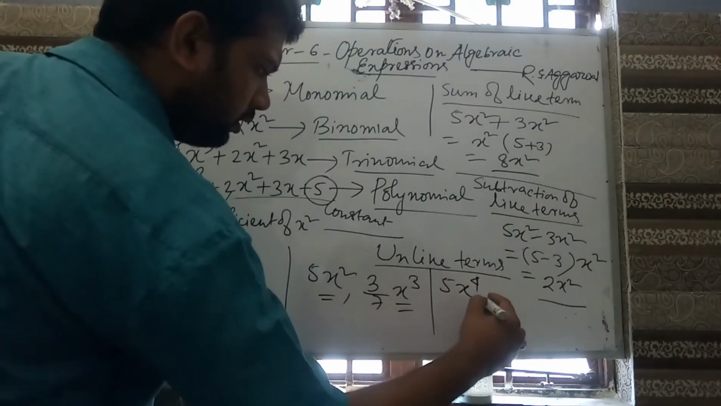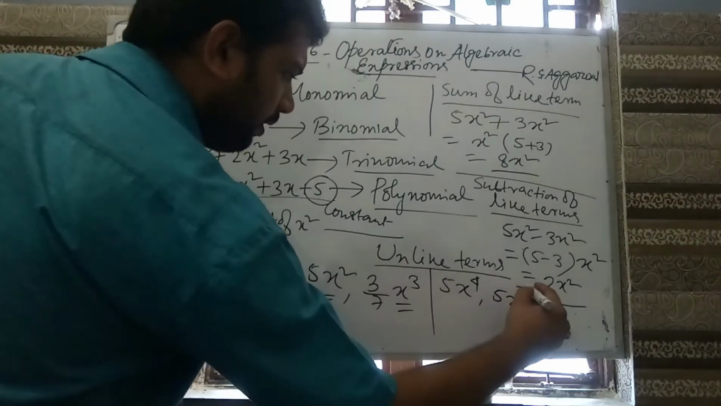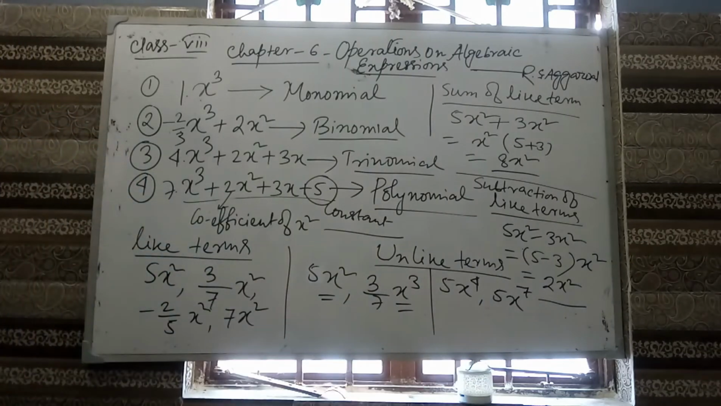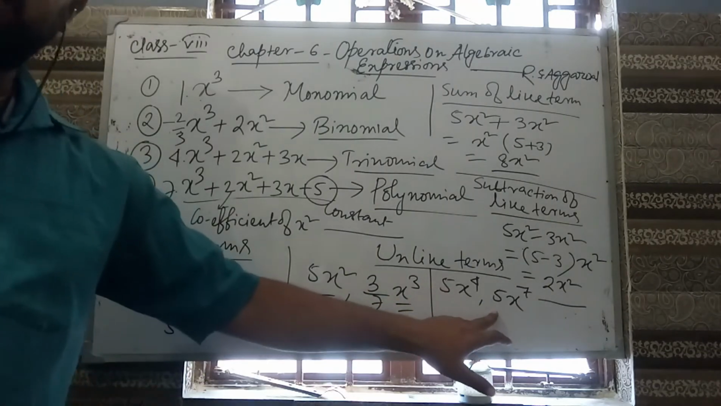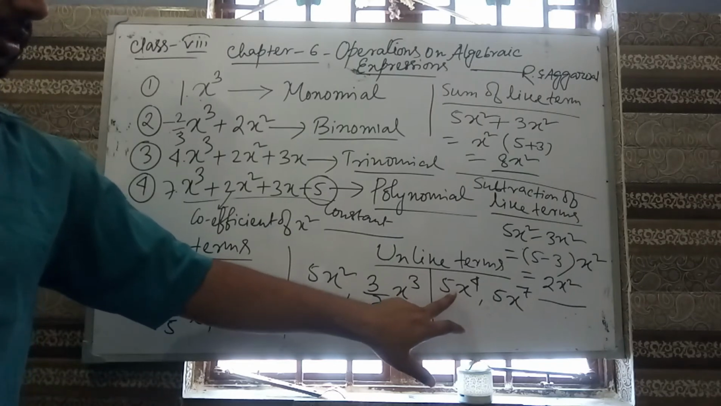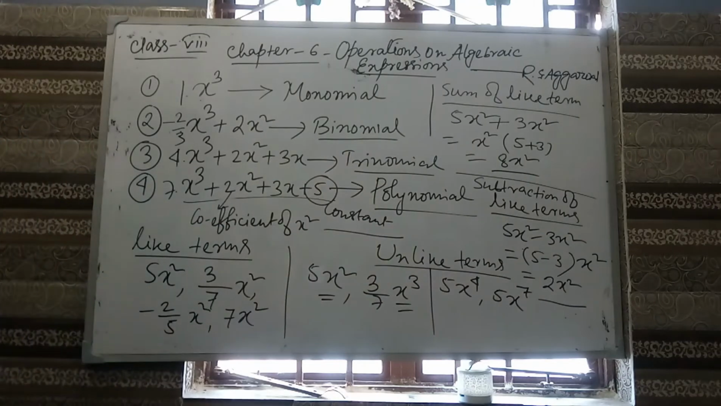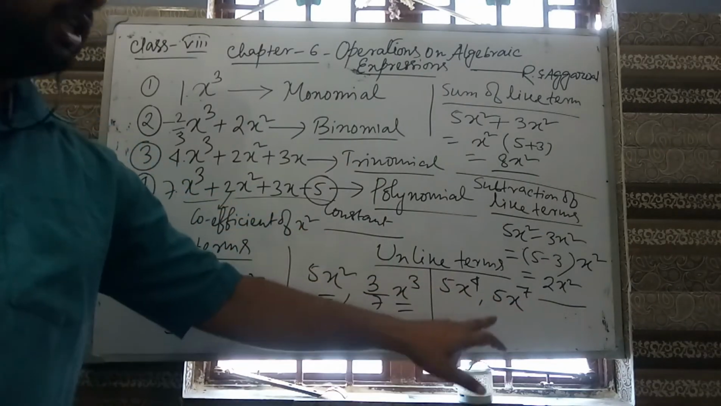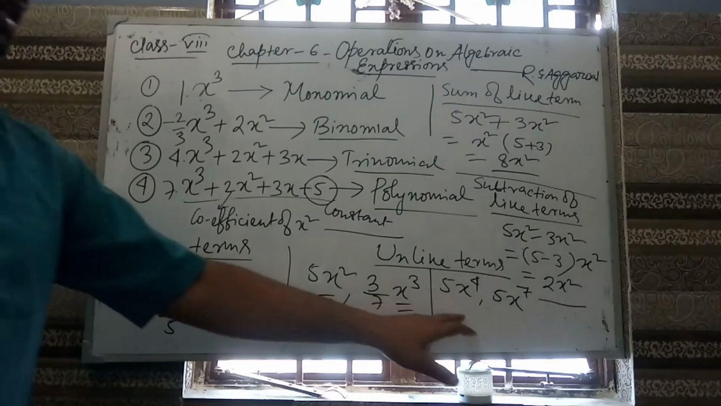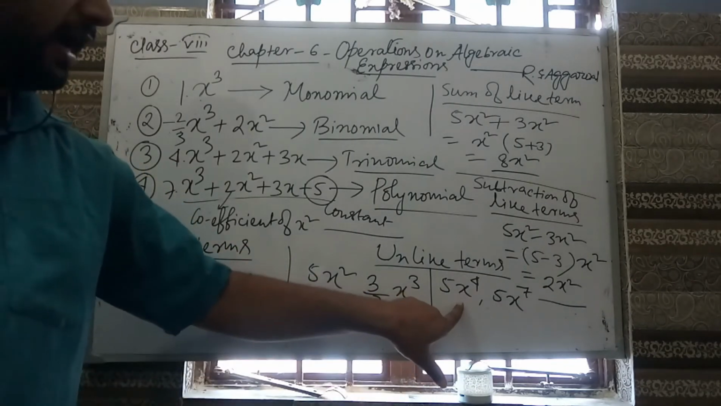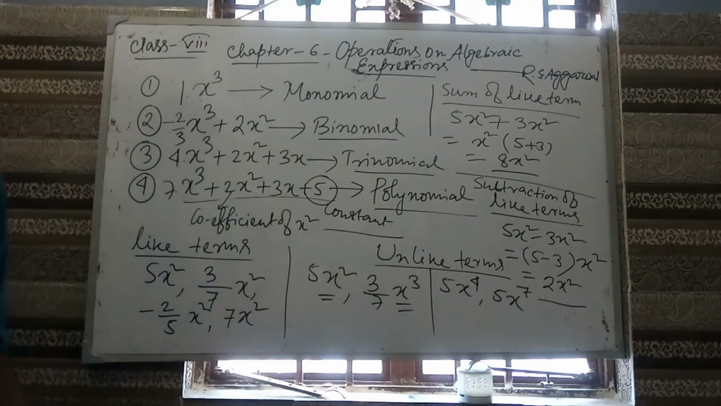Another example, 5x to the power 4 and 5x to the power 7. Look at these two terms. The coefficient of the first term, x to the power 4, is 5. Here also the coefficient of x to the power 7 is 5. So in this case the coefficients are the same, but the variable parts x to the power 4 and x to the power 7 are totally different. So these are also examples of unlike terms.